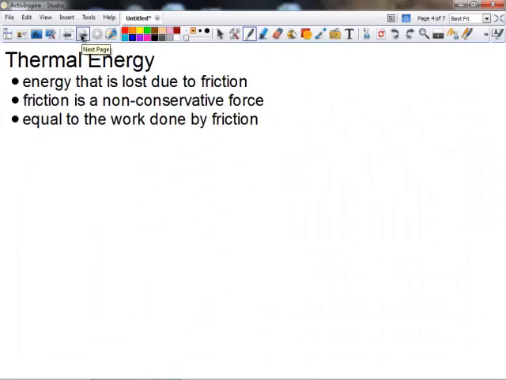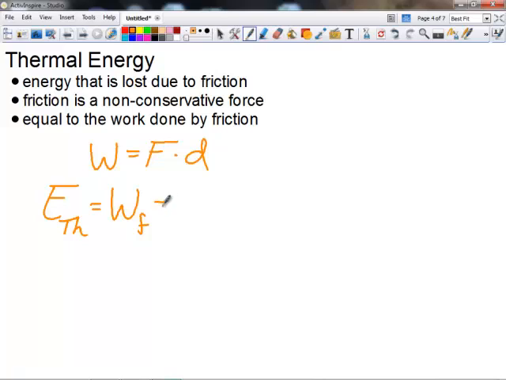Another kind of energy that's not mechanical energy, this is what we looked at before, our types of mechanical energy, is thermal energy. And thermal energy is the energy that is lost in a system due to friction. Friction is an example of a non-conservative force, meaning that the energy is not conserved in the system when we have friction present. It's equal to the work done by friction. So if you're thinking back to our work equation, we know that work is equal to force times distance. So if we're looking at thermal energy, I'm going to put an E with a little th. That's equal to the work done by friction, which is just going to be the force of friction, times the distance over which the friction acts.